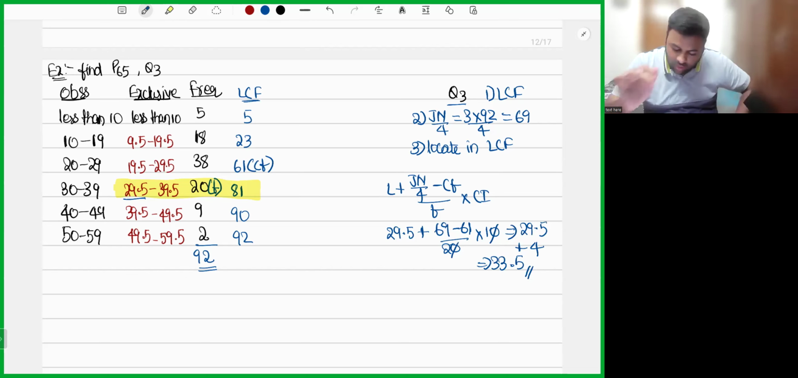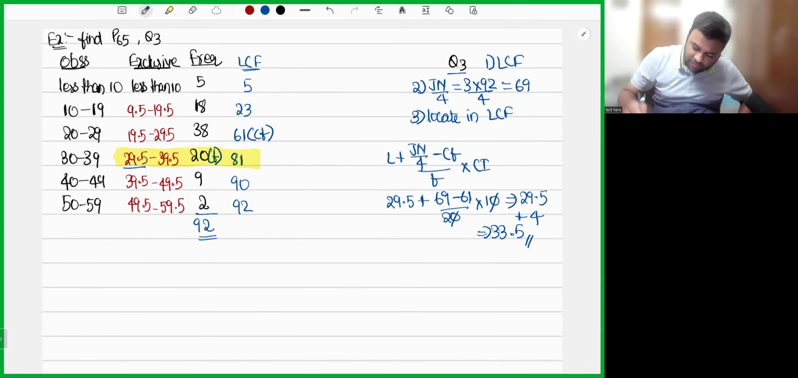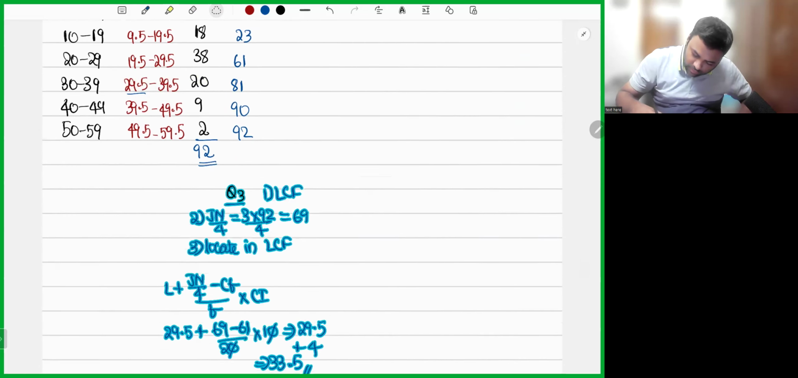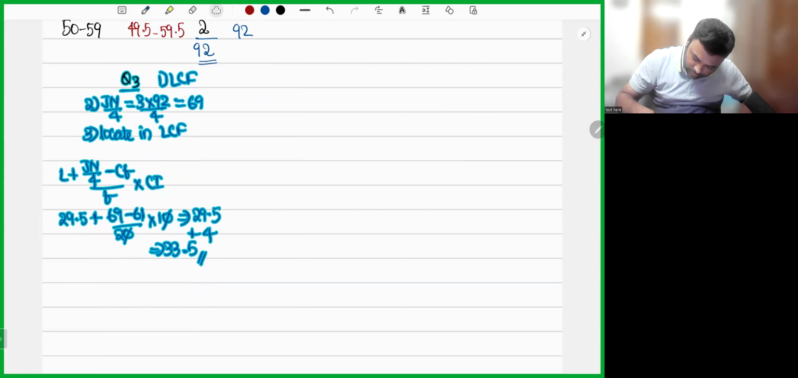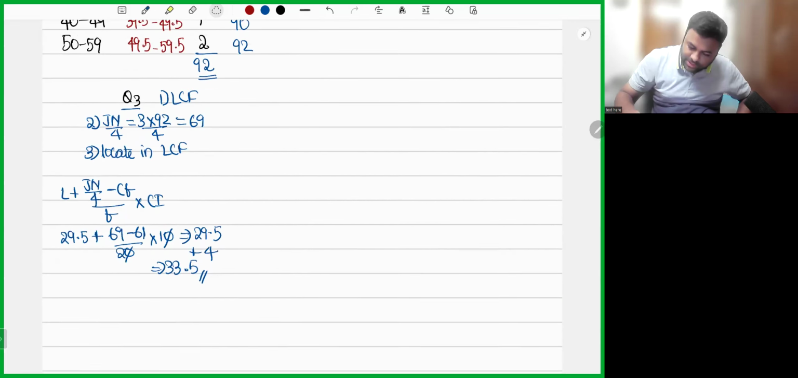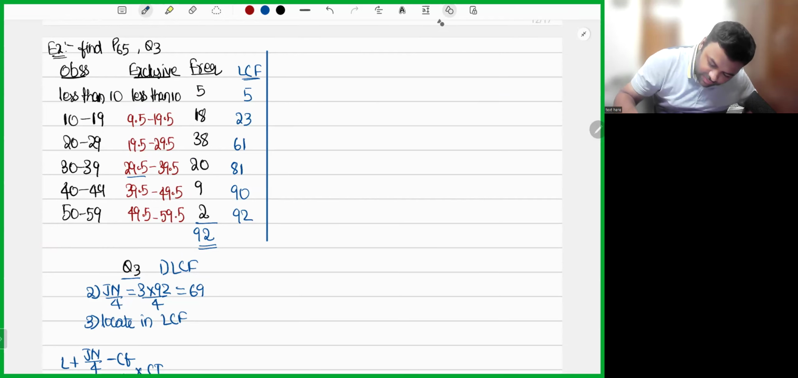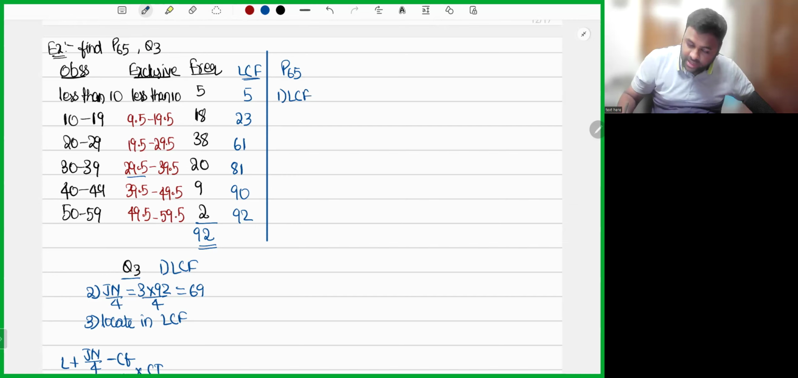Okay. Now, let me compute percentile 65 for the same data. I'll give you one question which you will solve now. If any issue is there, see in this concept. It should be clear. Percentile 65. What is the first step? LCF, sir. Is it done? Yes, sir, it is done.